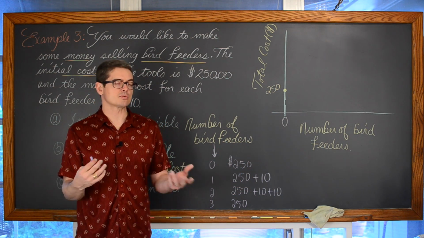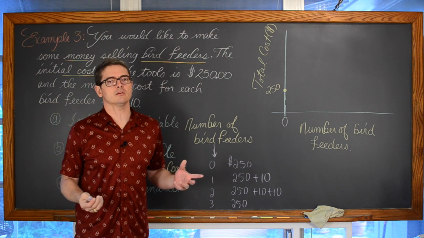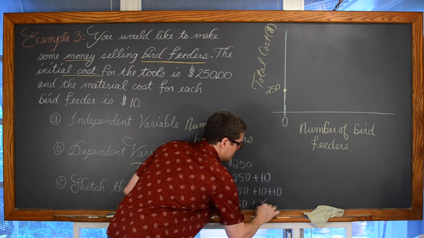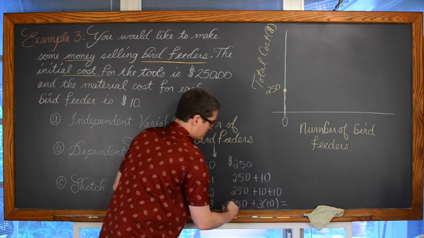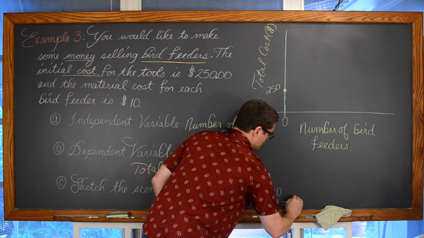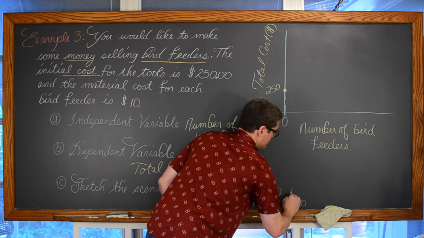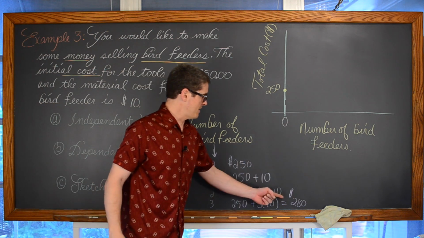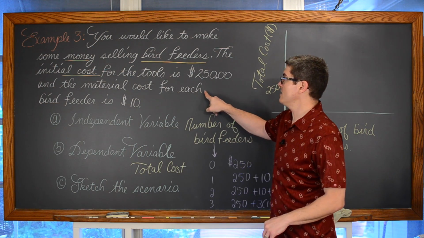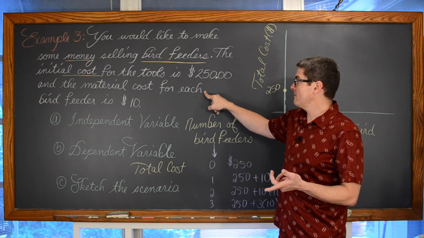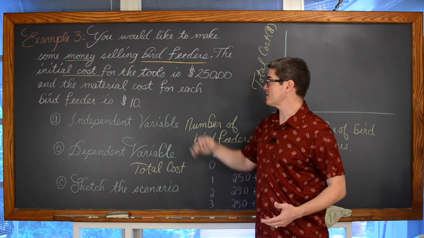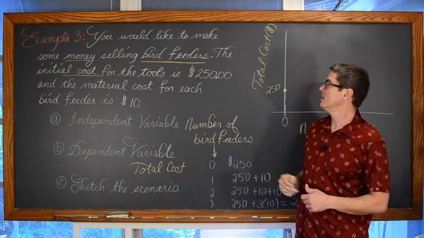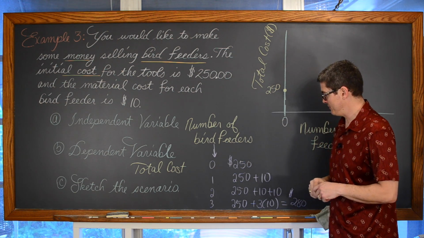Or maybe because the numbers are so small, it'd be like, well, that just cost $30. Well, how are you getting the $30? That's going to be plus 3 times 10, which would be $250 plus 30, a total cost of $280. And by the way, if you don't understand why I keep adding these tens, it says here that every bird feeder I make is an additional $10 of cost. That's the material cost for each bird feeder that we make, and then I'm going to make them with these tools that initially cost me $250.